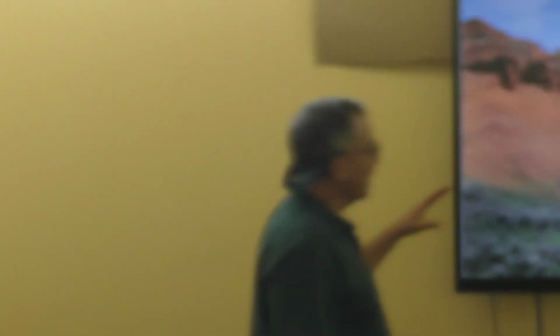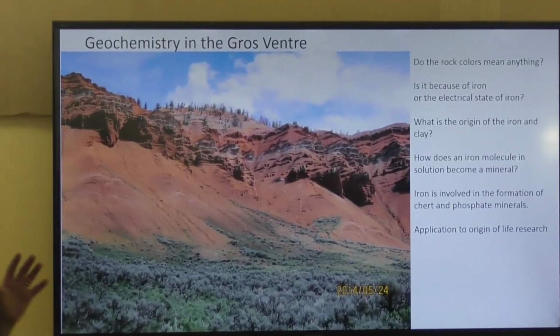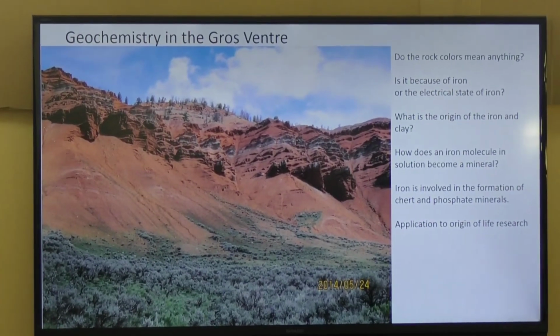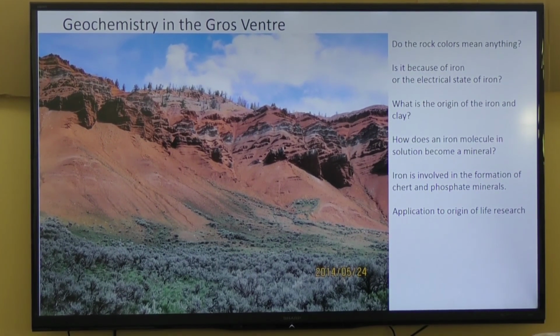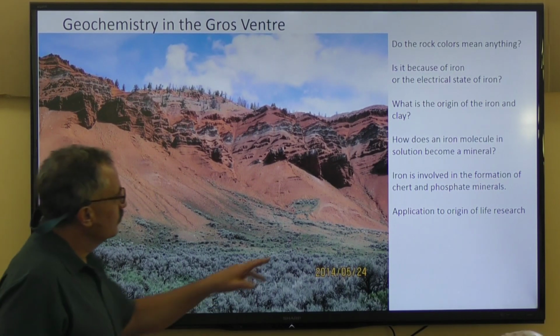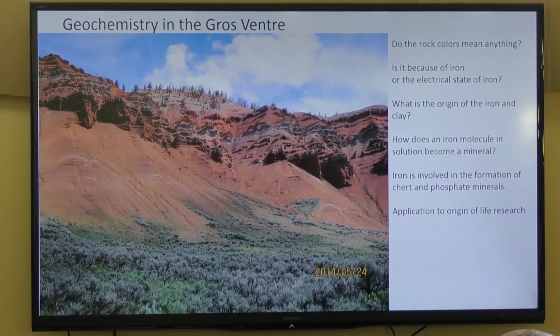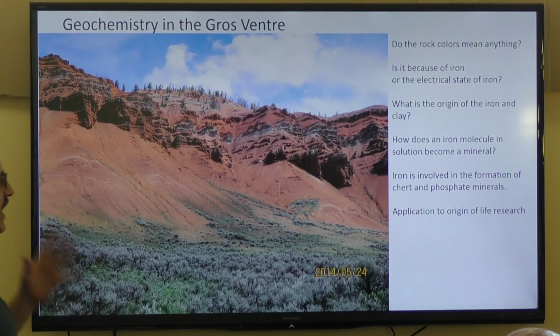And what is the origin of the iron? Where did it come from? And then how does the iron in solution as a chemical, the way a chemist would think about it, become a mineral or rock, the way a geologist would think about it. And then we're going to do briefly chert and phosphate, because it turns out iron is involved in the production of the chert and phosphate sediment layers. They're related. And then I'm going to do a couple of brief slides that show how iron is applied to origin of life research.